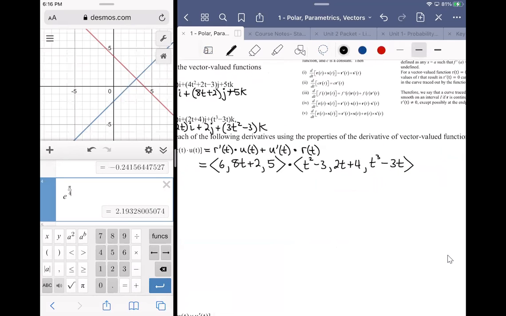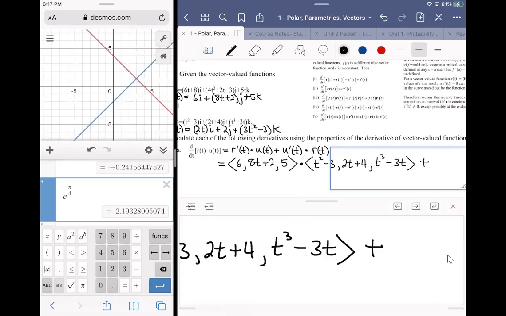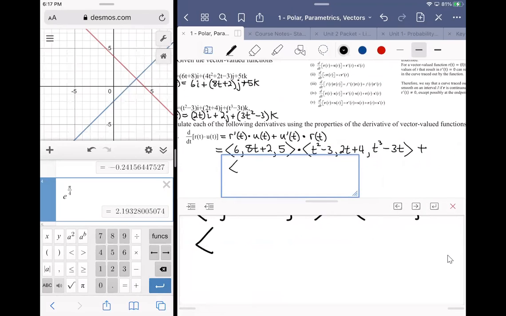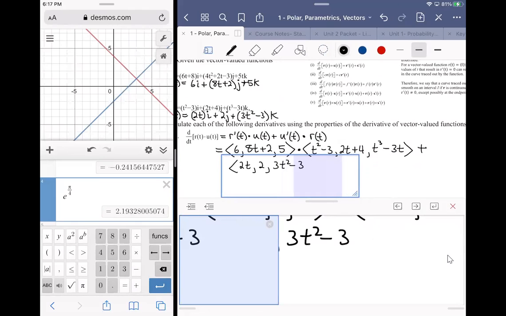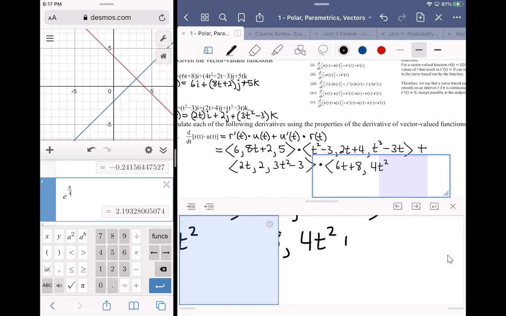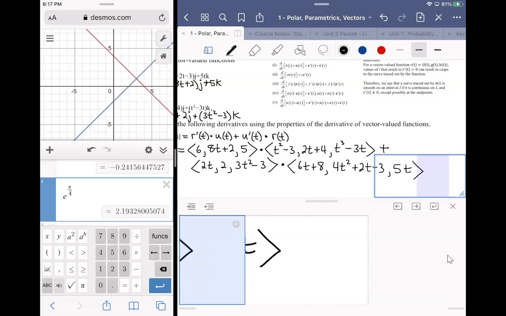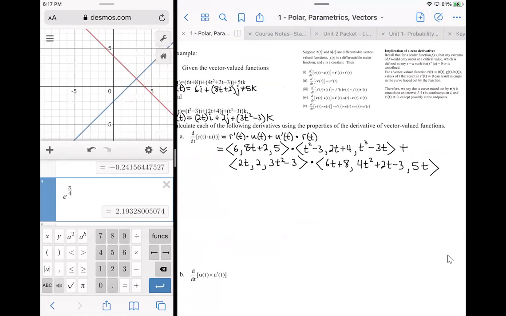Then we've got to add to that u prime dotted against the original r. All right, so I'm just going to do that in a second line here. So my u prime is going to be 2t, 2, and 3t squared minus 3. That's getting dotted against 6t plus 8, that trinomial 4t squared plus 2t minus 3, and then 5t. So that's what we have to expand and evaluate.